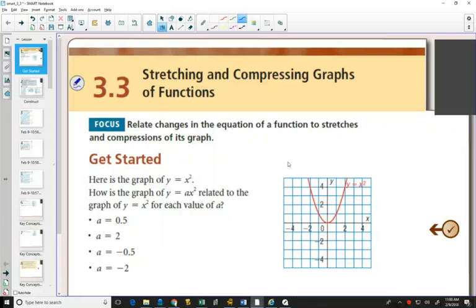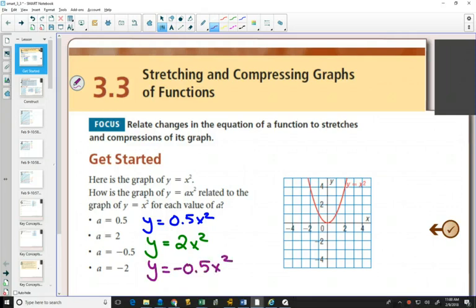We're going to color code these. So if you're writing the equation, now here's our a value. This one would be 0.5x squared. Second one would be 2x squared. Third one here would be negative 0.5x squared. And finally, we have negative 2x squared.